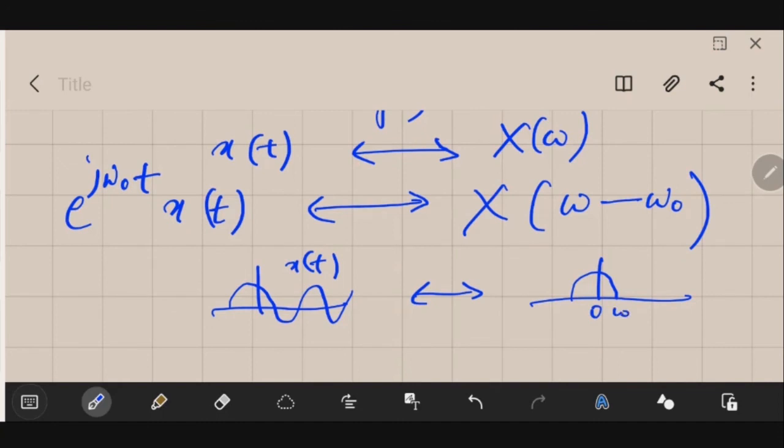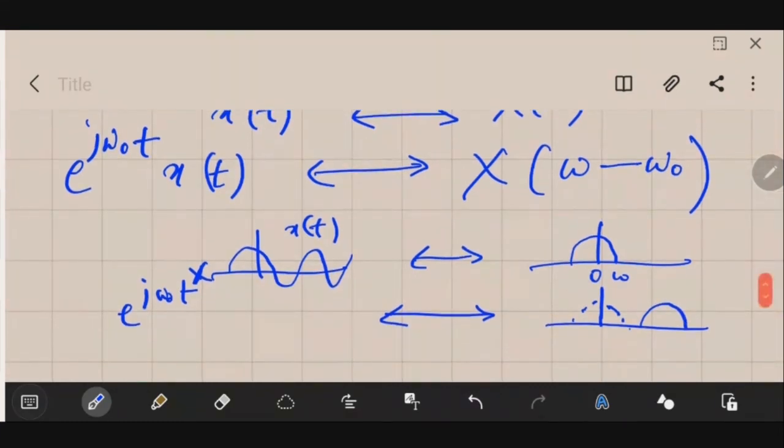So what happens if you multiply this signal by e to the power j omega 0 t and then find the Fourier transform? The spectrum was initially at this position, as you can see in this diagram. It will now be shifted in this direction by how much? By omega 0. This is what happens when you multiply x of t by e to the power j omega 0 t. Whatever signal you multiply by e to the power j omega 0 t, the spectrum will shift towards the right.